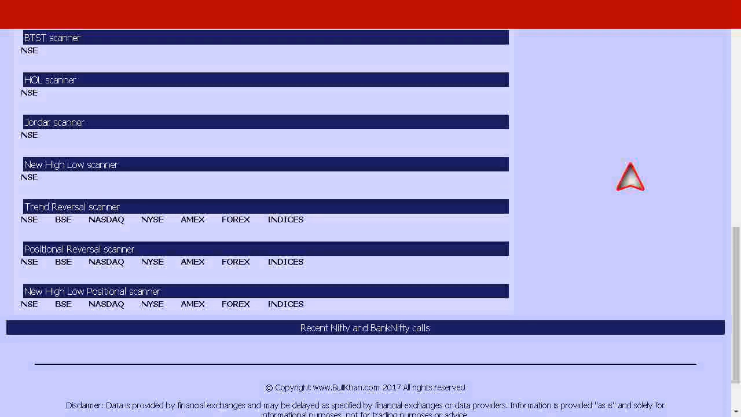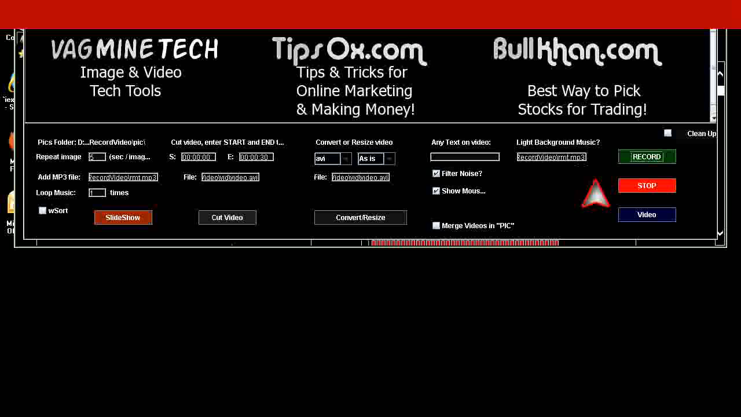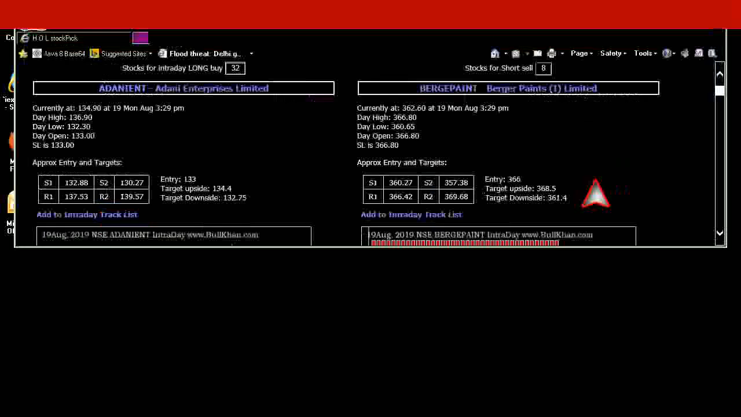Click the NSE link just below the HOL scanner. Now I will show this to you in black and white, and we will come to this page here. I am showing it in black and white because it is slightly easier to follow things in black and white.